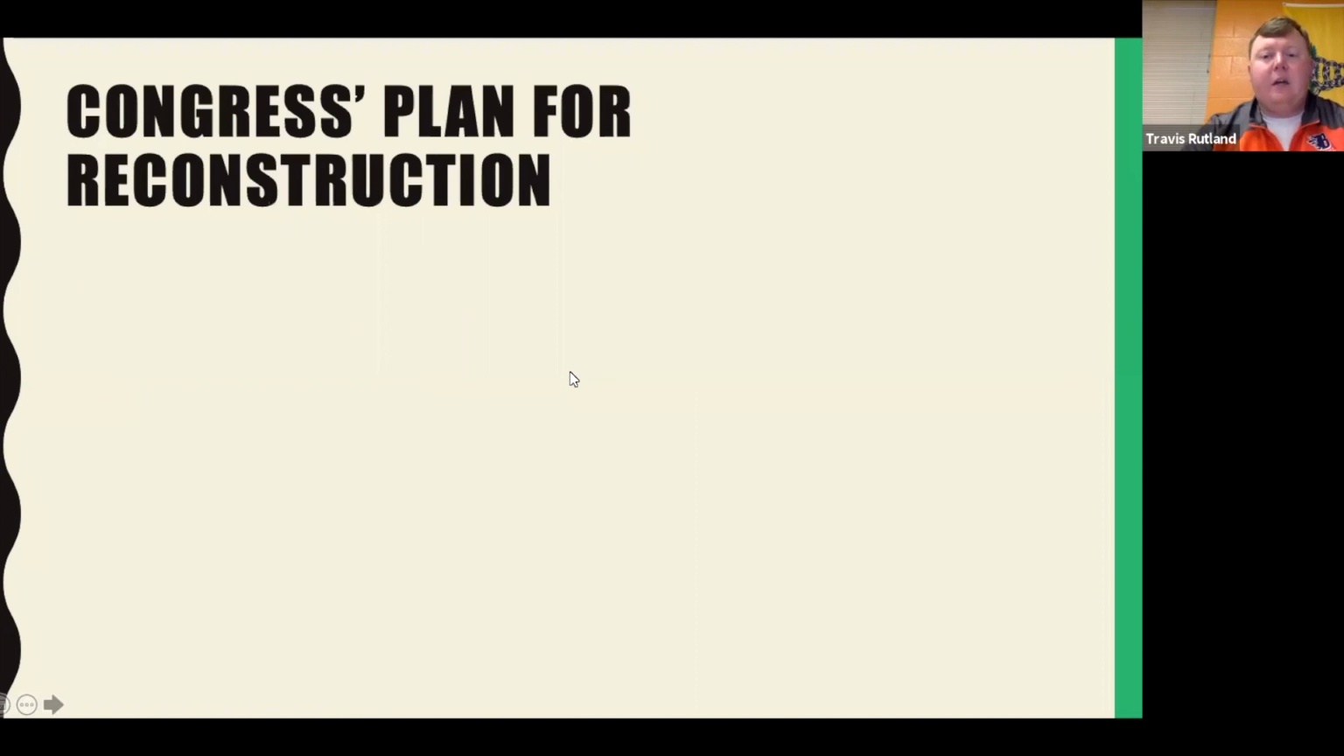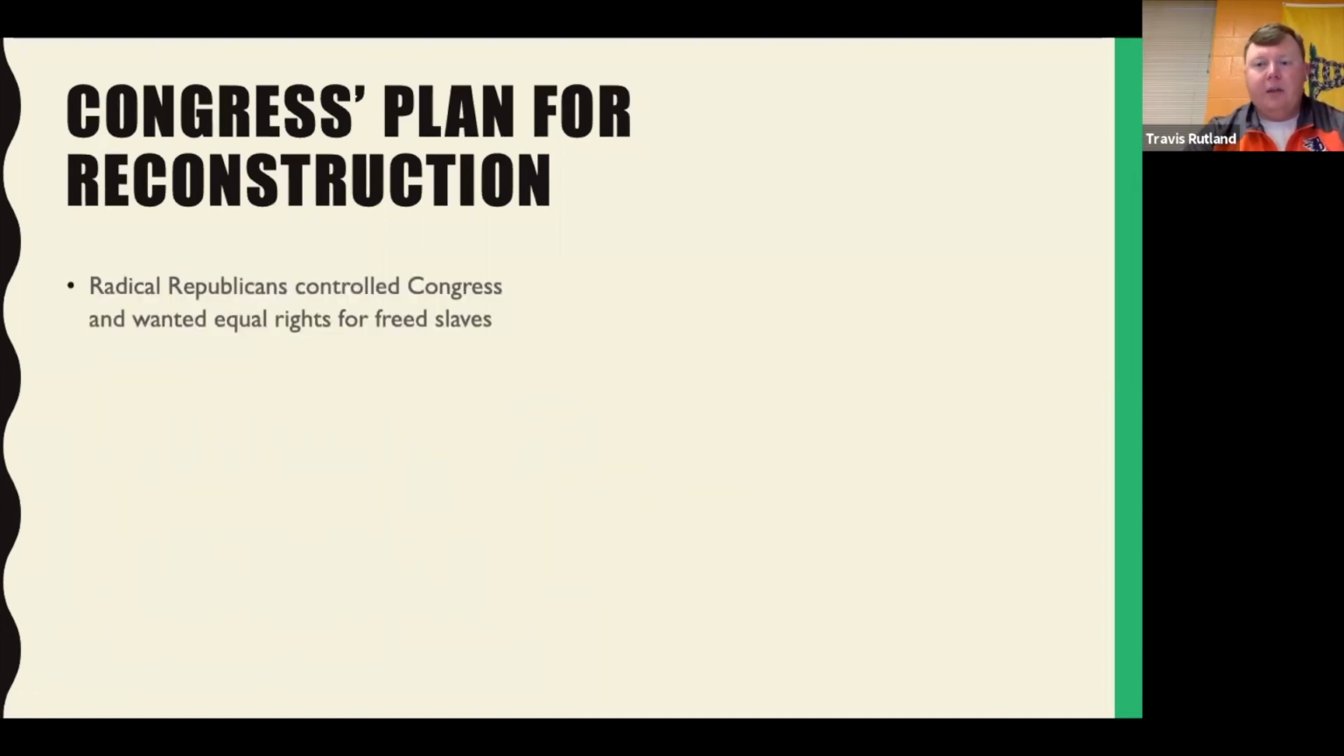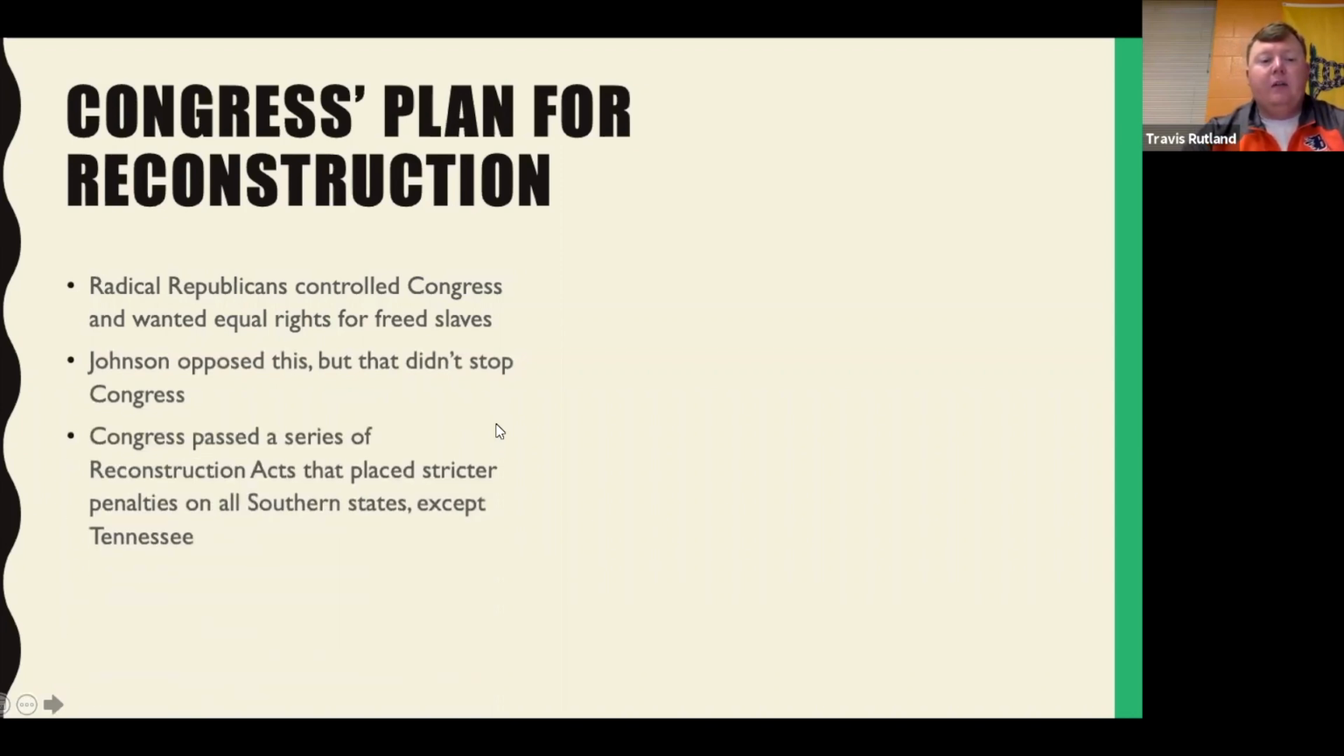Now, of course, we see the third plan for Reconstruction, which comes from Congress. Radical Republicans controlled Congress and wanted equal rights for freed slaves. These are just normal Republicans, but they kind of are on the outside of the wing. Like, they are the Republicans of Republicans. Johnson opposed this, but that didn't stop Congress. Congress passed a series of Reconstruction Acts that placed stricter penalties on all Southern states except Tennessee, which we'll get into a little bit later.